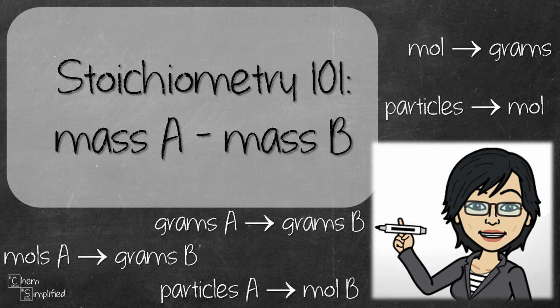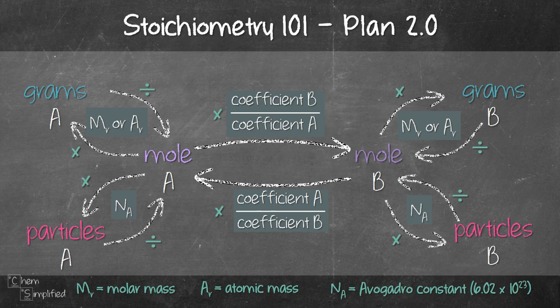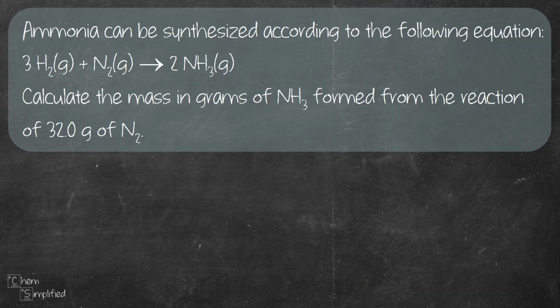This is part 4 of the Stoichiometry 101 series. In this video, we're going to look at solving mass A to mass B questions. Here's the stoichiometry plan we'll be using. I've explained the plan in the first two videos, so do check them out if you haven't seen them. The link is on the top and in the description box below.